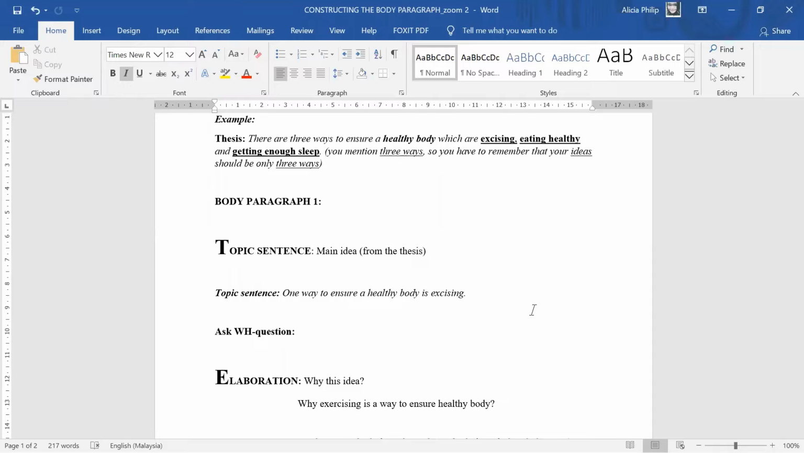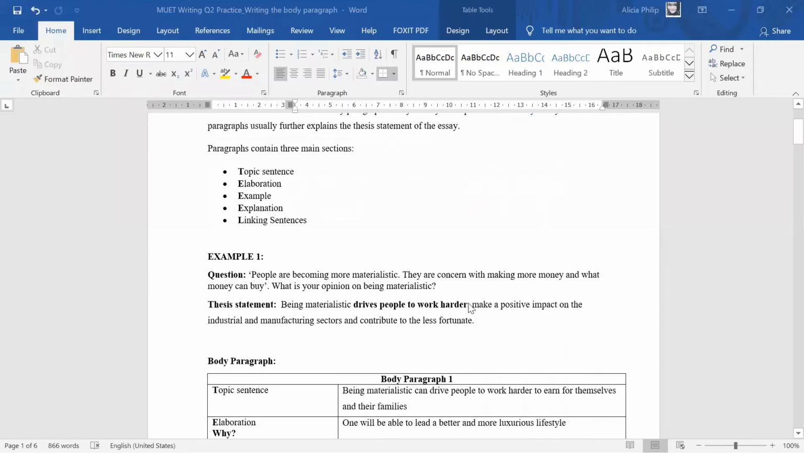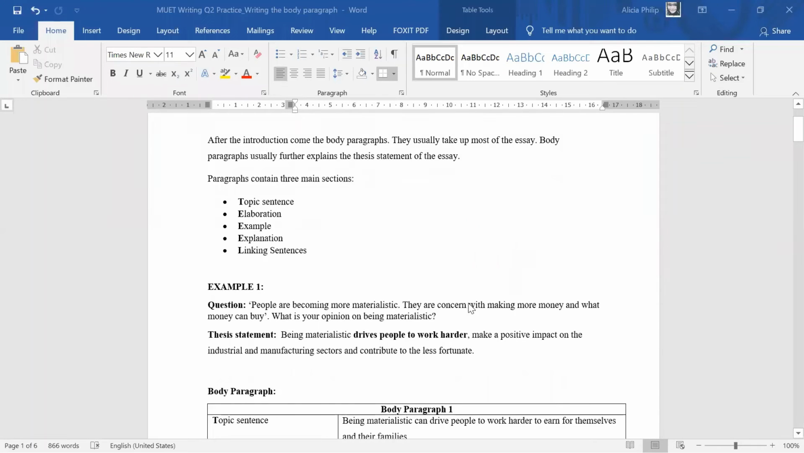if everyone is very clear of what is TEEL and how we construct a body paragraph, now let's look at the practice. So can you all look at the practice? Yes. Okay, now in your practice, I've also given a short note on what is TEEL and how TEEL is used to construct a body paragraph. So here, I've given you two examples, right?